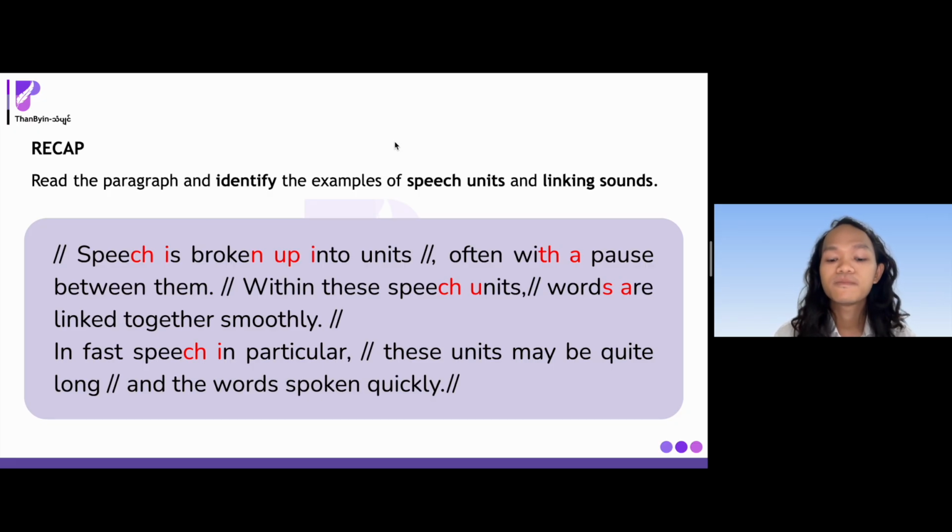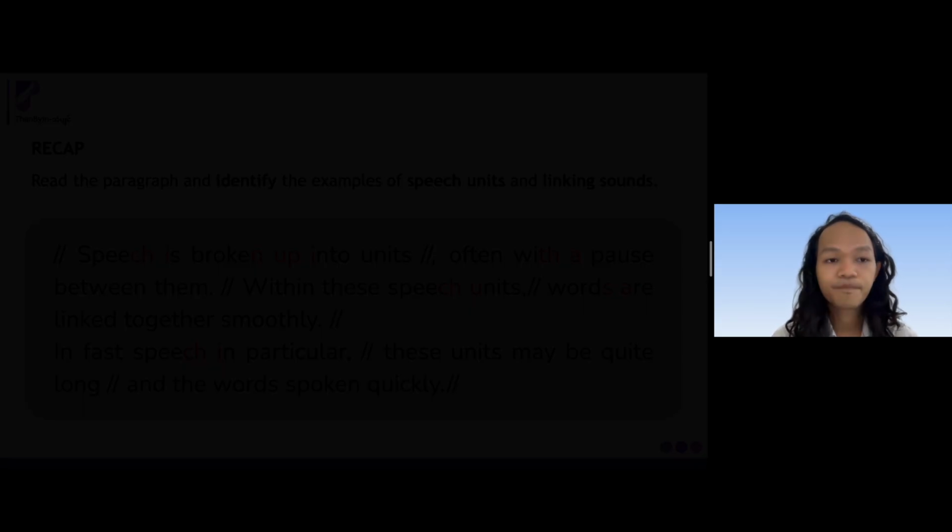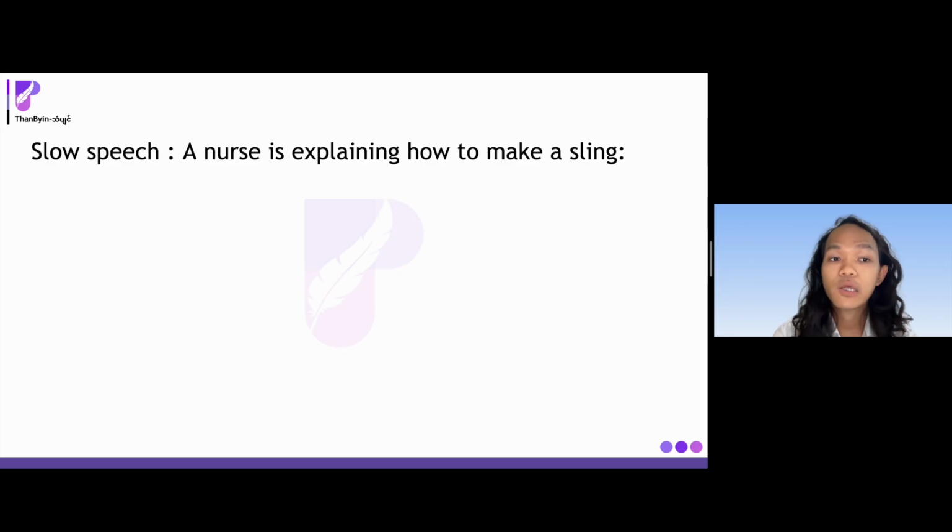So now we will try to focus on slow speech and fast speech all together. So the very first one, slow speech. The context here is a nurse explaining how to make a sling. So here is the meaning of a sling. Let me check the dictionary here. Well, a sling is a band of cloth that is tied around your neck and it's used to support your injured arm or maybe broken arm.